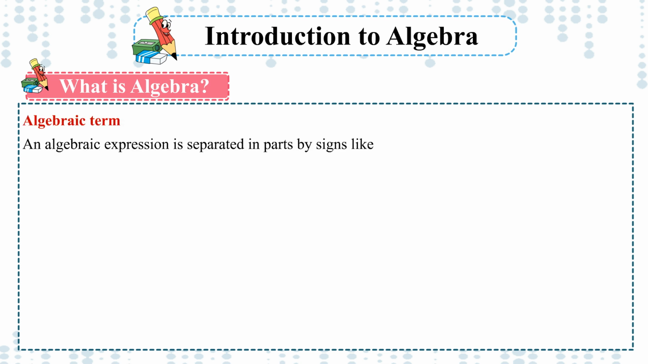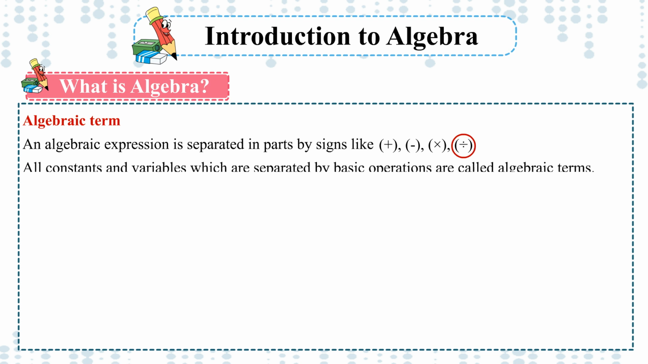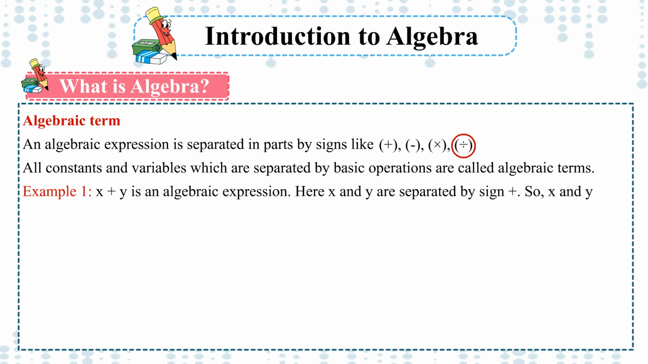Algebraic term. An algebraic expression is separated in parts by signs like plus, minus, multiply, divided by. All constants and variables which are separated by basic operations are called algebraic terms. Example 1: x plus y is an algebraic expression. Here x and y are separated by the plus sign. So, x and y are algebraic terms.